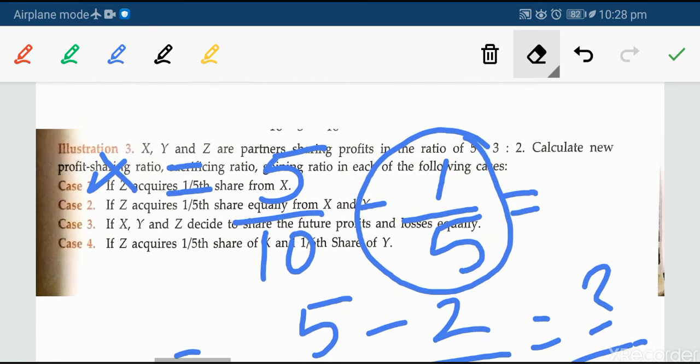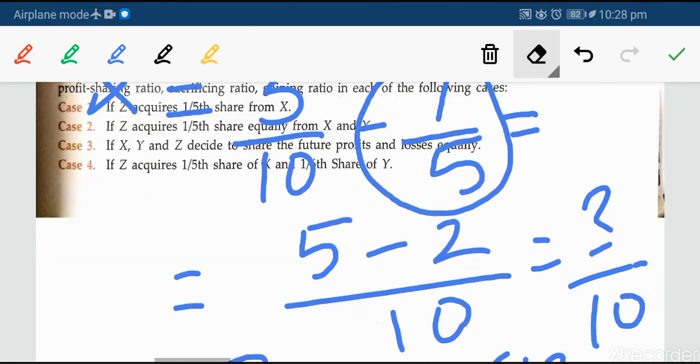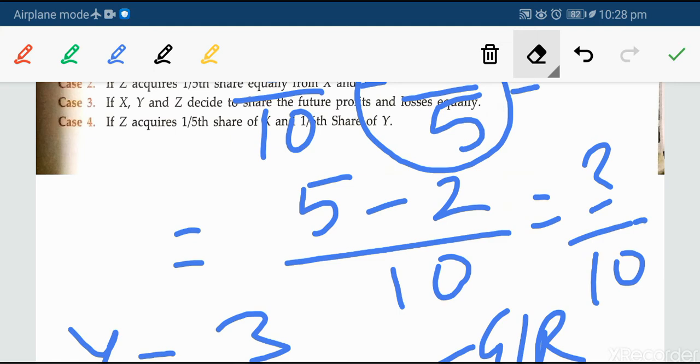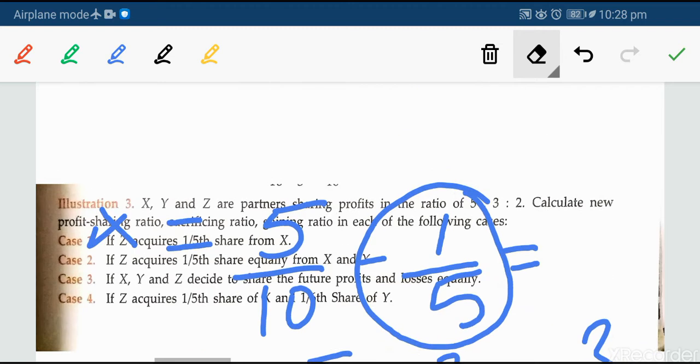How much is x sacrificing? x is also sacrificing 1 by 5 only. So the gaining and sacrificing are equal. So we have to be very careful while calculating all these things. Okay, so it is like this only.